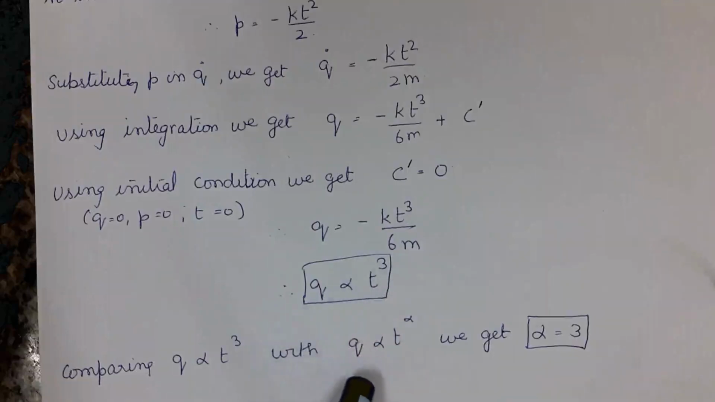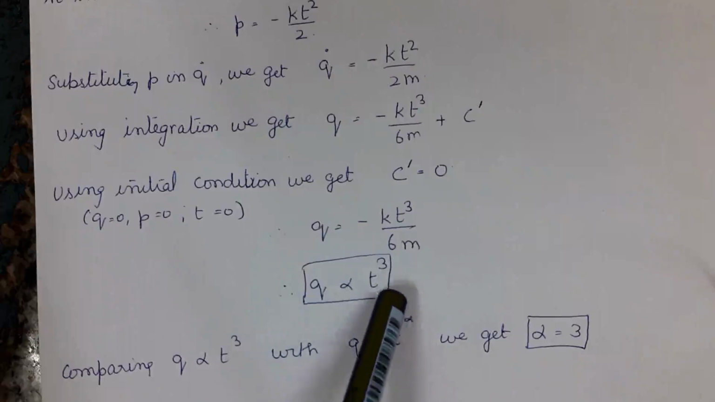In the question, they have asked us to find what is the power of t. So by equating the given term q is proportional to t power alpha, we can say alpha value is equal to 3.